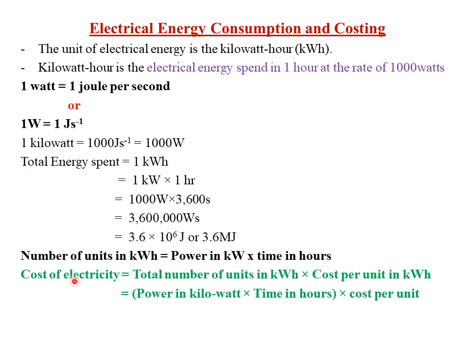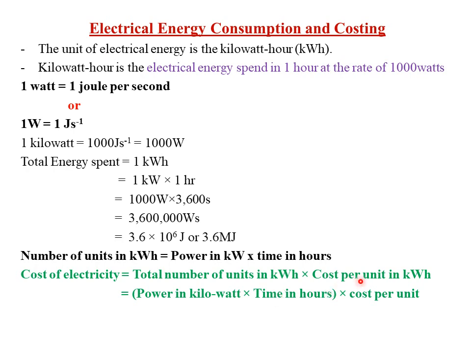So if you want to compute the cost of electricity, this is the formula that you will be using. You take the total number of units in kilowatt hour, then multiply it by the cost per unit in kilowatt hour. Remember, for the total number of units in kilowatt hour, you take the power expressed in kilowatt, then multiply by the time in hours.